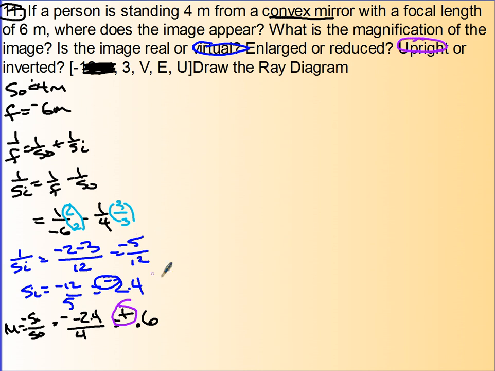And I've got the magnification. Because the magnification is less than 1, I know it's reduced.